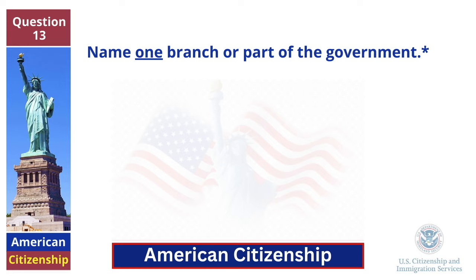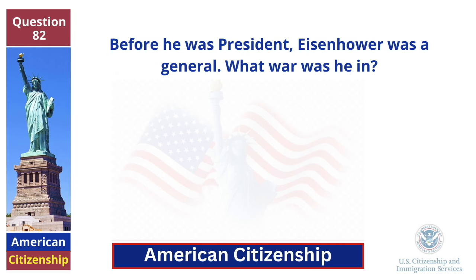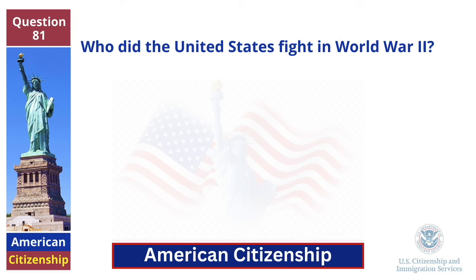Name one branch or part of the government. Congress. Before he was president, Eisenhower was a general. What war was he in? World War II. Who did the United States fight in World War II? Japan, Germany, and Italy.